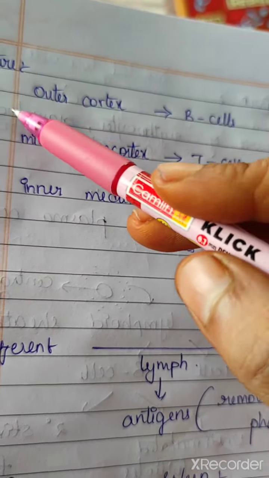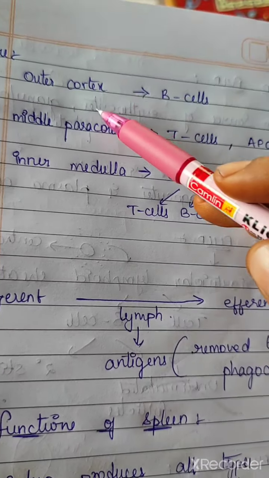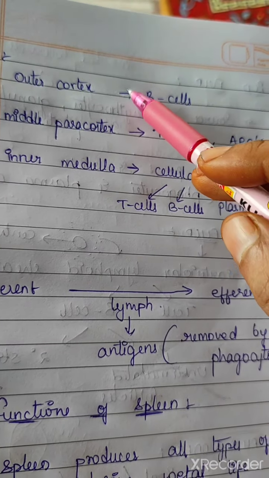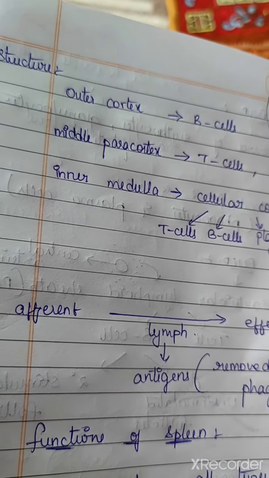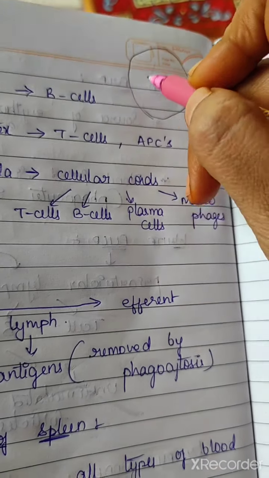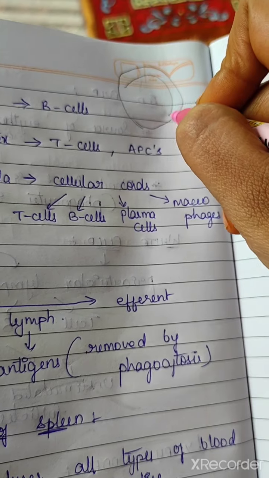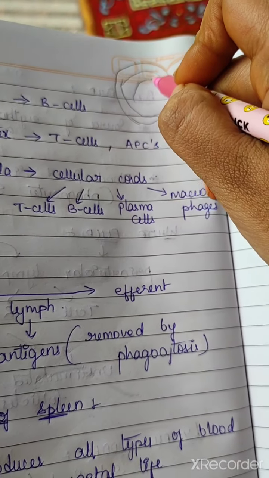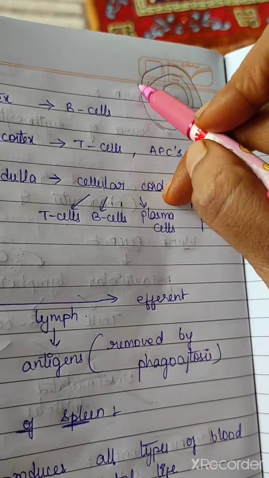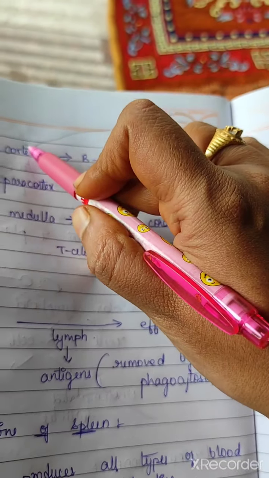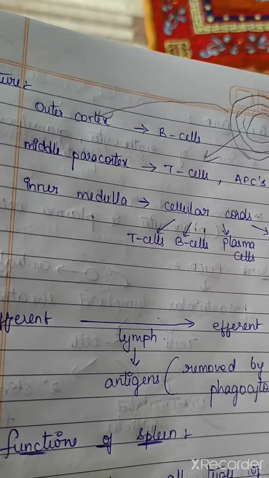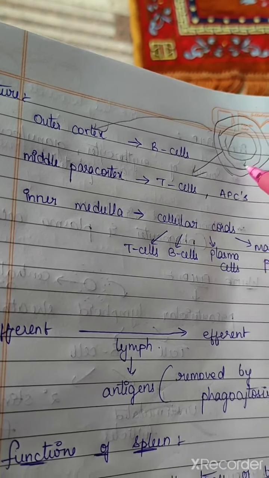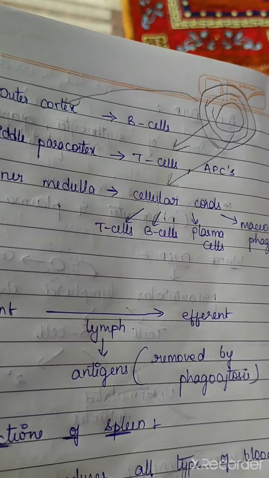Coming to the structure of lymph nodes, the outer cortex will be having B cells. It will be having three layers: outer, middle and inner. The outer one we call the outer cortex, the middle one the paracortex, and the inner one the inner medulla.